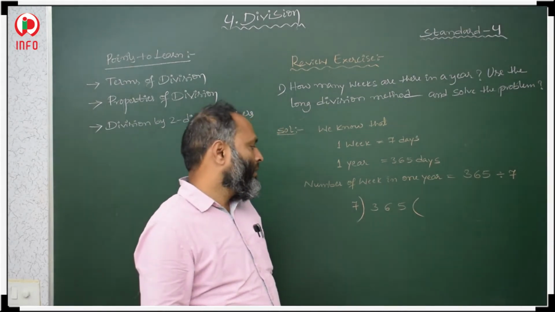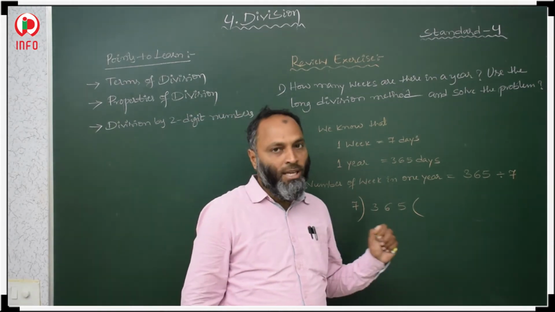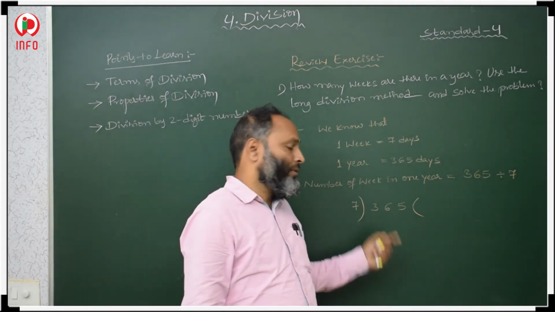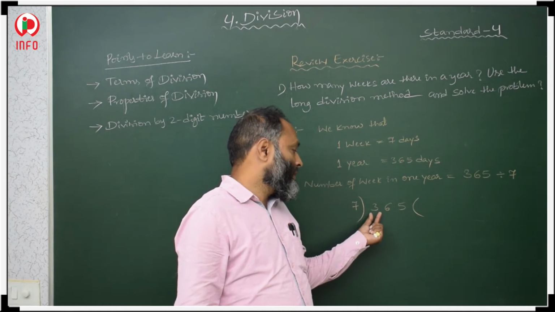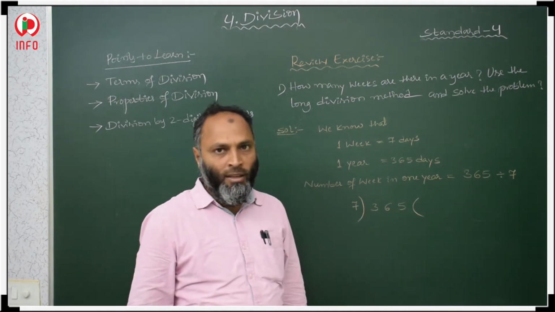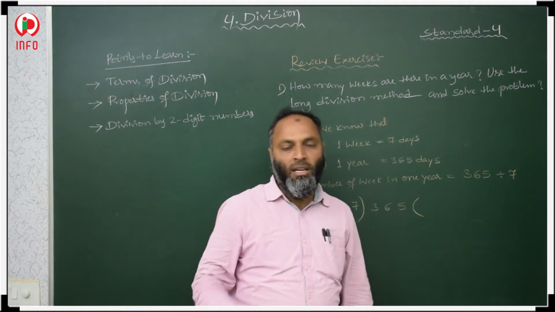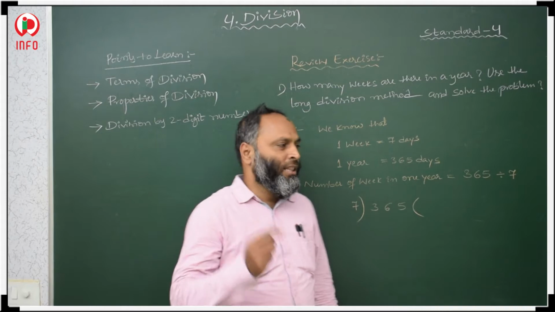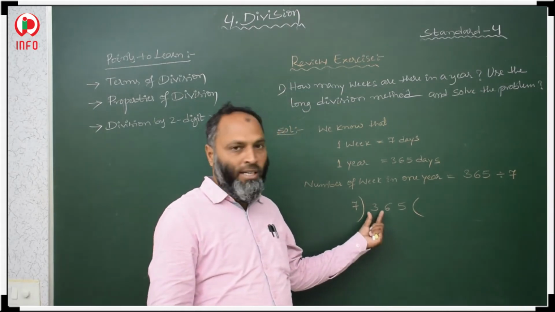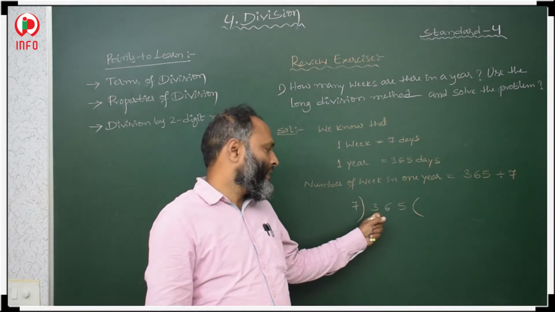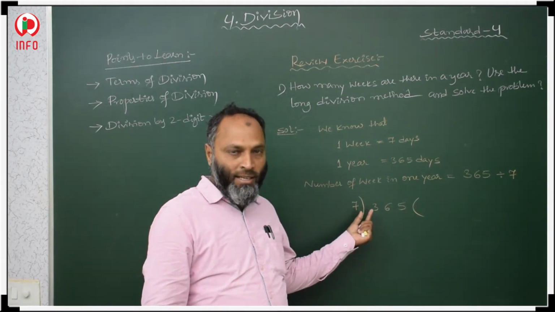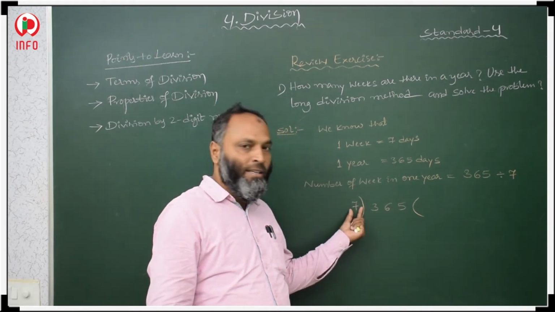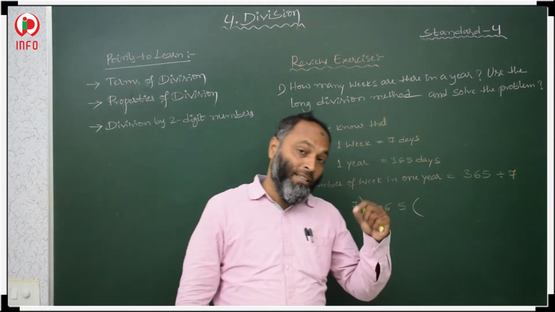Now, see here, first we have to take the hundreds place first in division. This 3 is less than 7. If the starting number on your left side, whether it is hundreds place, thousands place or 10,000 place, is less than the divisor, then we take more digits. This is called the divisor and this is the dividend. The number which divides is called the divisor.